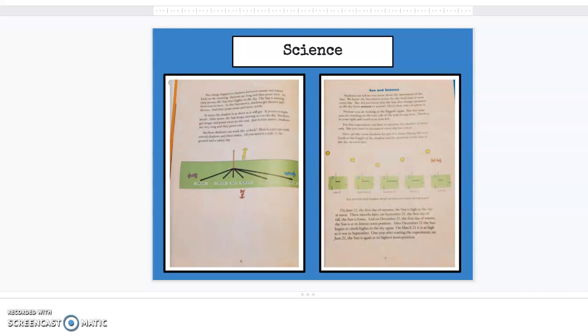Sun and seasons. Shadows can tell us even more about the movement of the sun. We know the sun moves across the sky from east to west every day. But did you know that the sun also changes position in the sky from season to season? Here's how you can prove it.